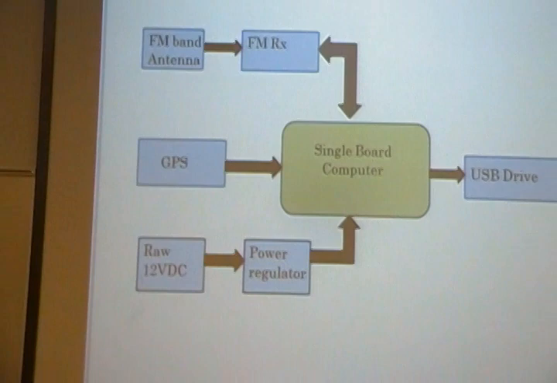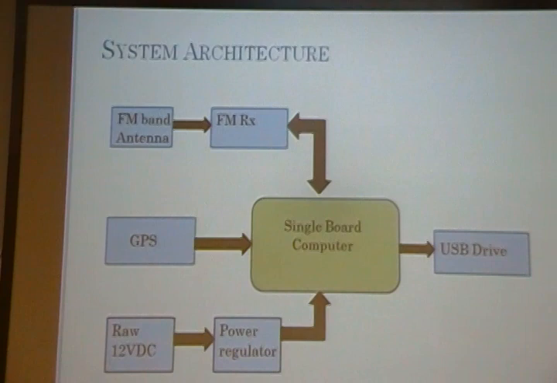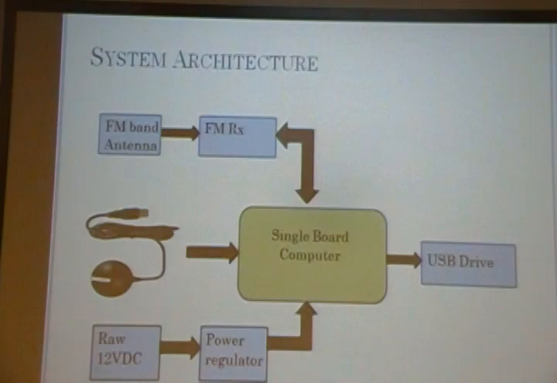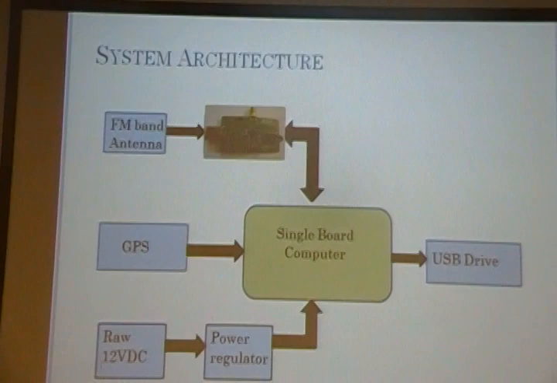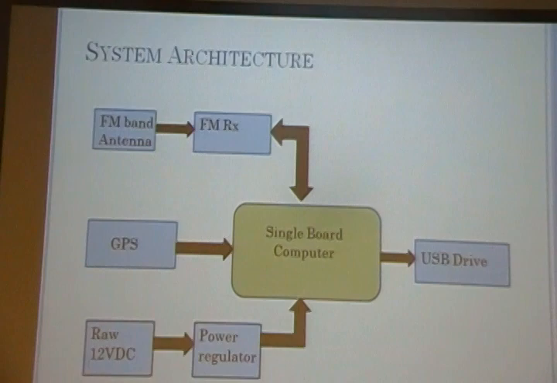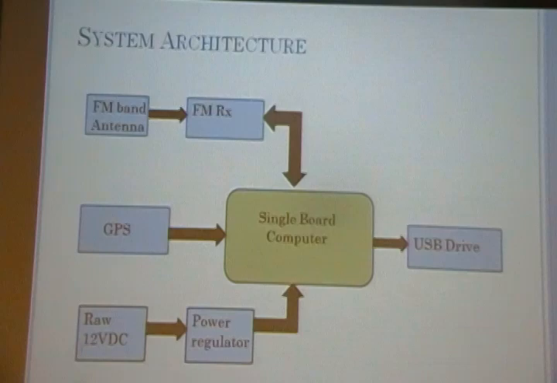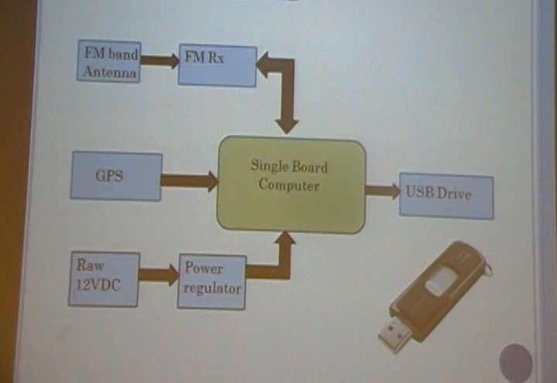So here's pretty much how it works. The user will turn on the system. The system will automatically choose its program, which will be running the whole band. First, the GPS will give its information to the single board computer. The antenna picks up the signal, which goes into the FM receiver, which calculates the RSSI and goes back to the computer. It'll do that for the whole scanning process for whatever frequencies they choose. Then at the end, it's all compiled to a text file and sent to the USB drive.